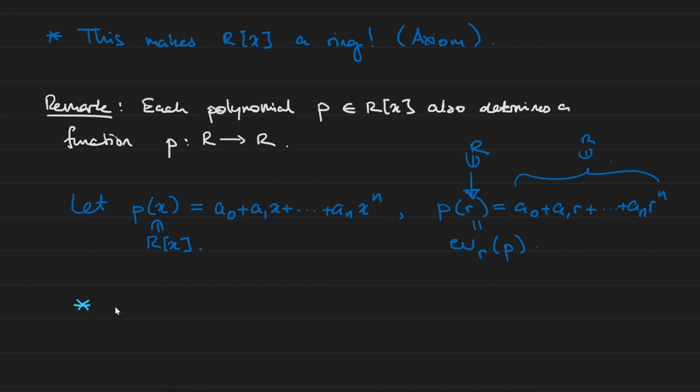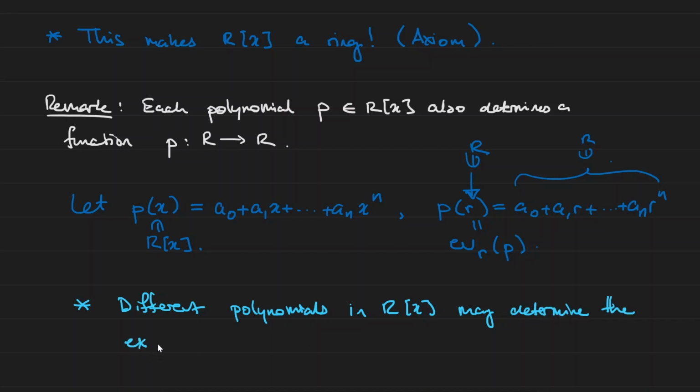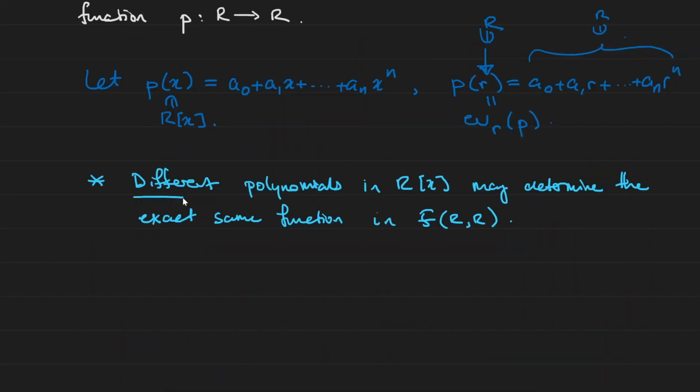And I just want to add an extra remark to this section. If you have two different polynomials in your ring R, these may actually determine the exact same function from R to R, or in other words, the exact same function in the ring of functions from R to R. So what I mean by different polynomials in this case is that if you take a look at their list of coefficients, the lists don't exactly match.